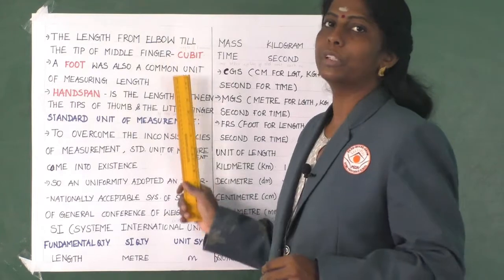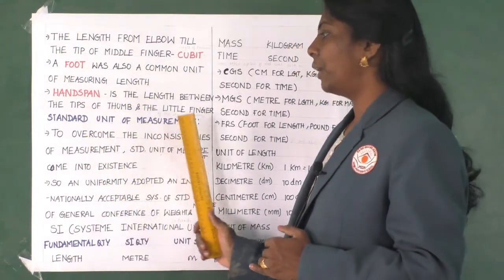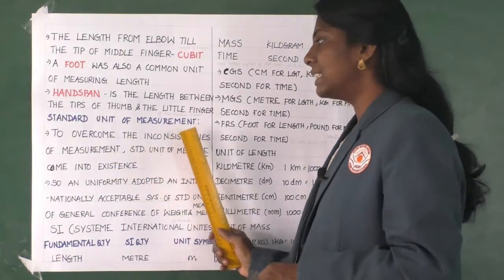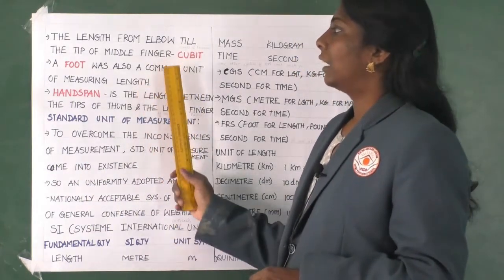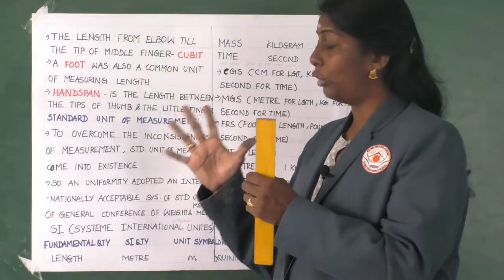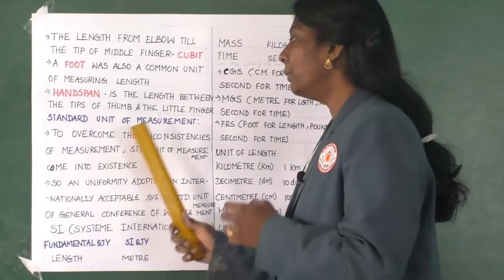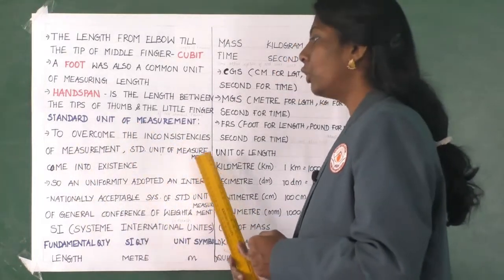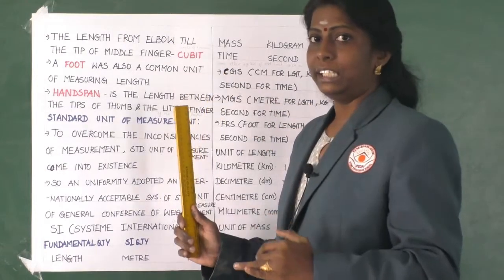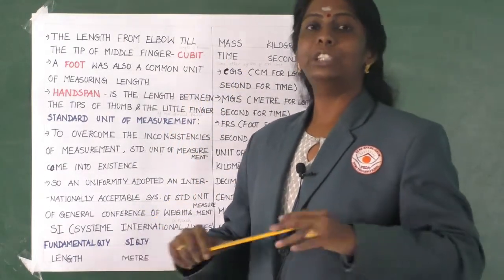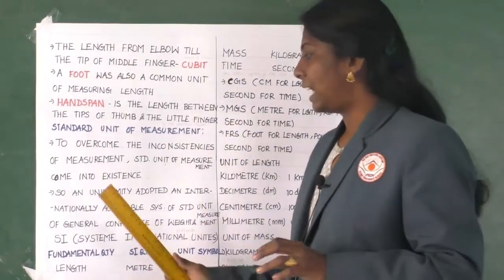Next thing is about standard units of measurement. Till now we learned about the different ancient methods they were using for measuring. To overcome the inconsistencies of measurement, since the foot and the hand span will change from person to person and it is not a common thing, standard units of measurement came into existence. For example, if I am saying 1 kg, it should be 1 kg universally. It should be universally acceptable. In that way, they have brought these standard units.